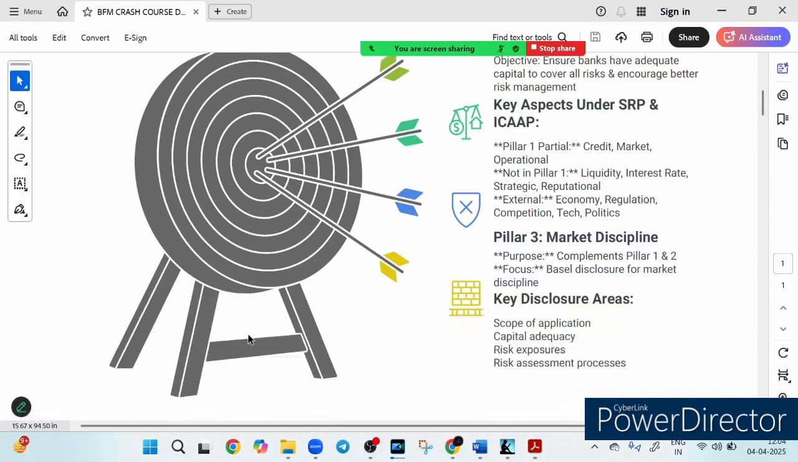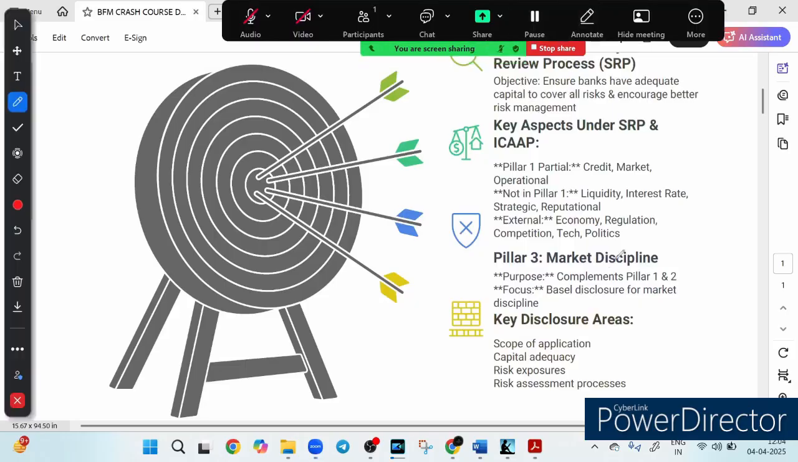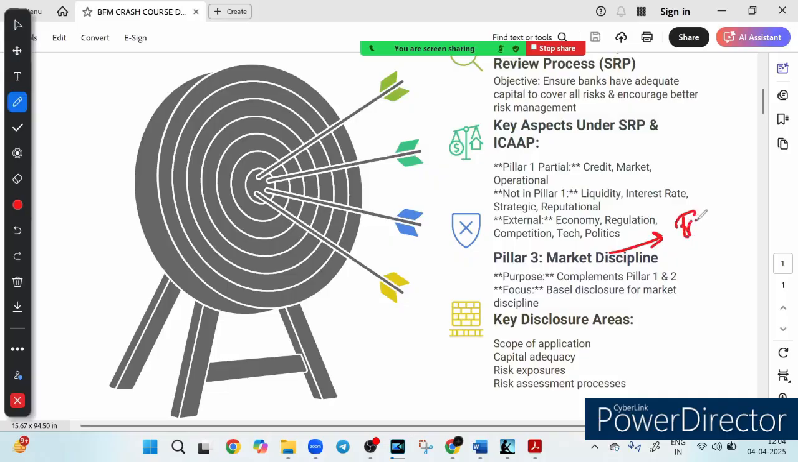Pillar number 3 is called market discipline. You can think of it as the transparency pillar. In simple words, if you want to define market discipline, you can call it the transparency pillar, right? It works alongside pillar 1 and 2 and complements them, to promote openness in financial disclosure.